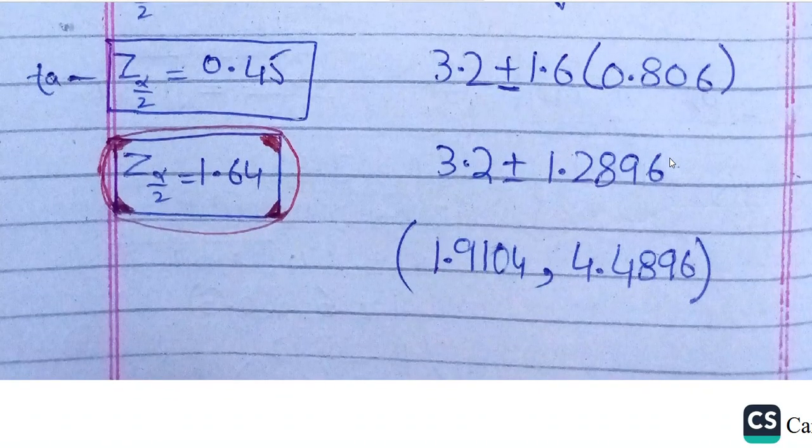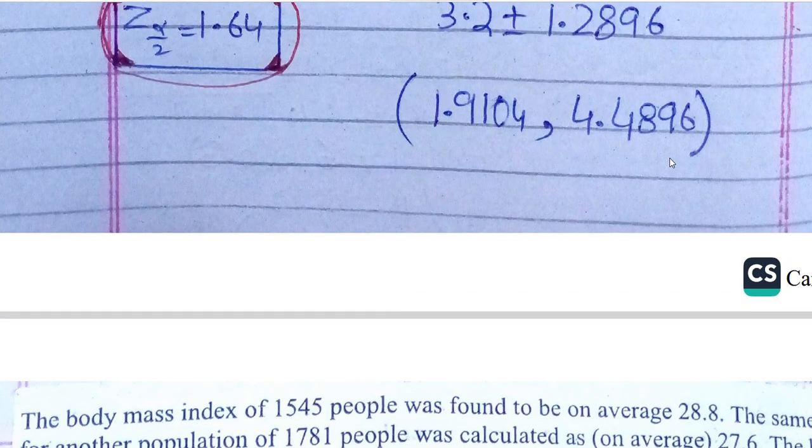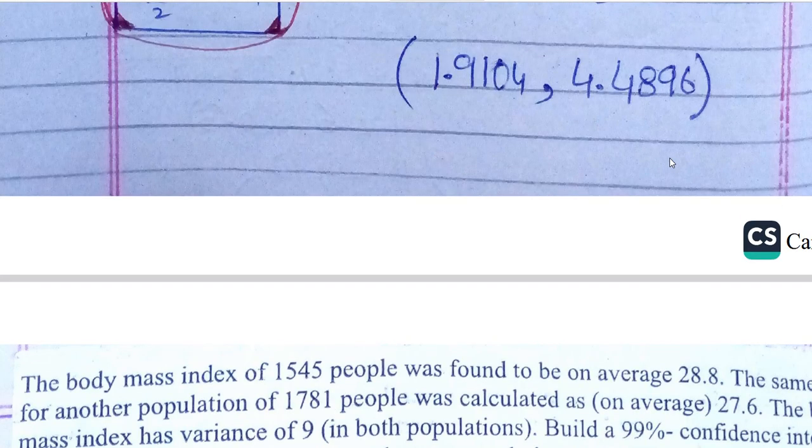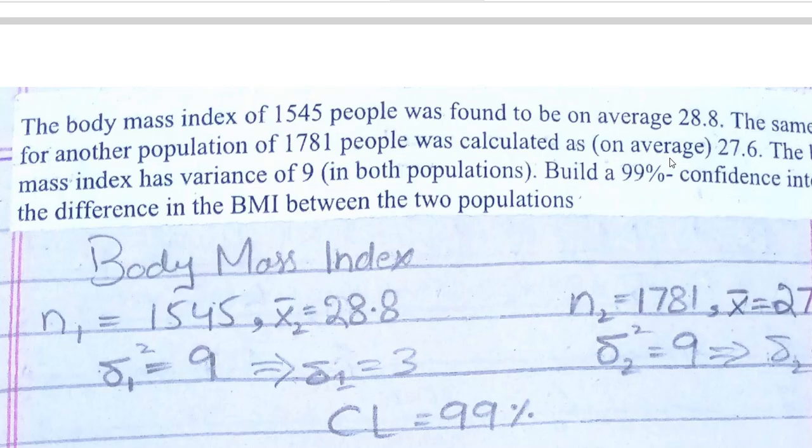The rest is just calculation. So this is the second condition. Now sometimes these questions may be like this, where there will be no data. They'll just give you the raw data. So you have to check because see, in this next question, question number 4, the body mass index is 1545.